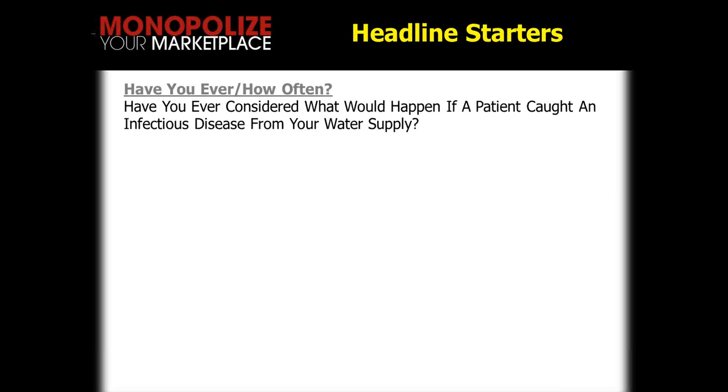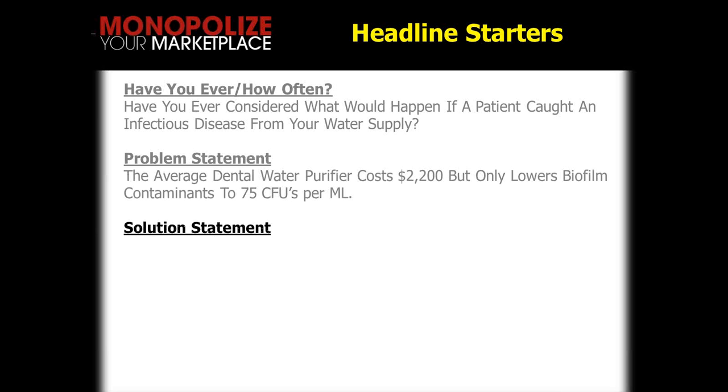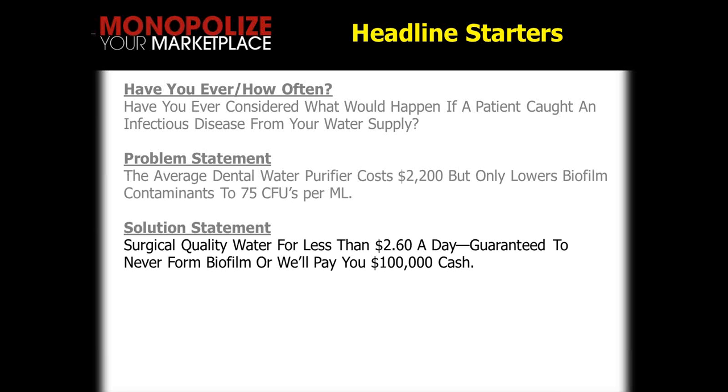Now we'll go to the next one. Have you ever considered what would happen if a patient caught an infectious disease from your water supply? Problem statement: The average dental water purifier costs $2,200, but only lowers biofilm contaminants to 75 CFUs per milliliter. Those are words that are all understandable by dentists. The solution: surgical quality water for less than $260 a day, guaranteed to never form biofilm, or we'll pay you $100,000 cash.